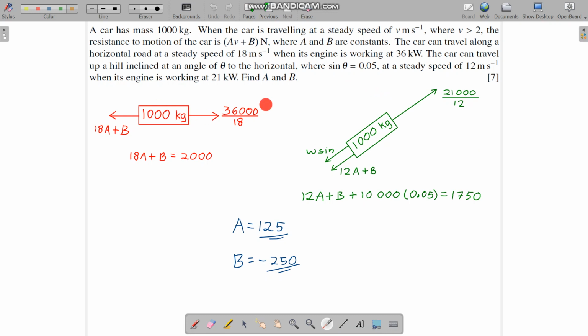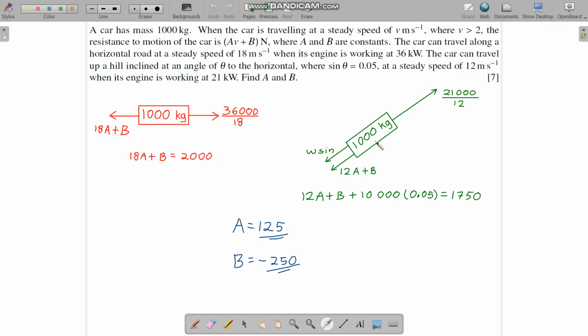On the horizontal floor, here we have a car traveling along a horizontal road at steady speed, so we can find the first equation. We have the mass, the velocity is constant, so the acceleration is 0, so the engine force must be equal to the resistance force. The engine force equals the engine power divided by the velocity, and the resistance force is just AV plus B. We have one equation in two variables.